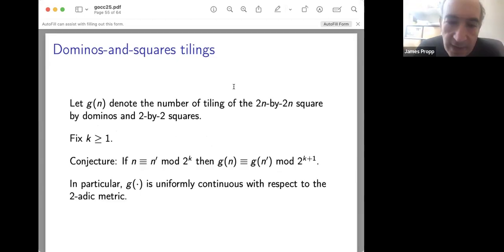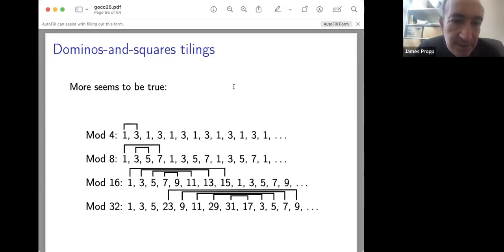So one way of saying this is that the function g is uniformly continuous with respect to the two-adic metric. But even more seems to be true, because if you look at these repeat blocks, it's hard to see mod 32, the full repeat block, but if you start from the middle of the repeat block, so 31 and 17 should be the middle of the repeat block, 31 plus 17 is 48, that's divisible by a pretty big power of 2.